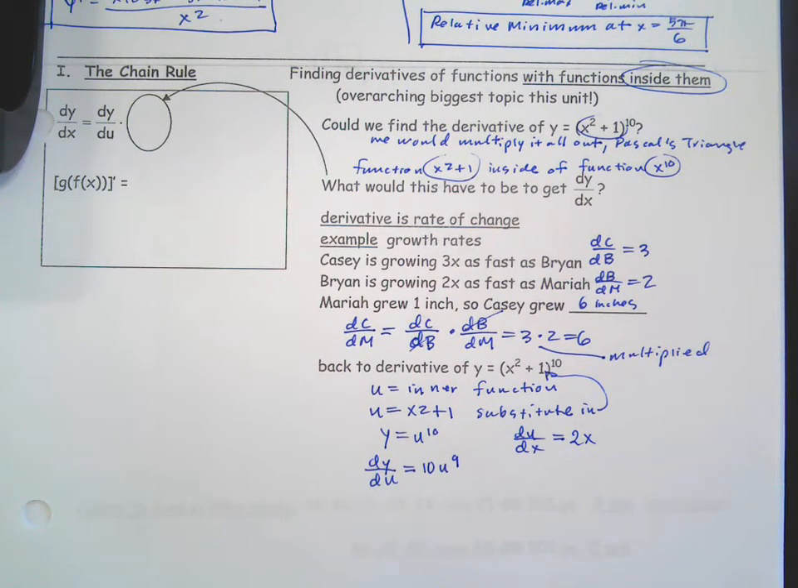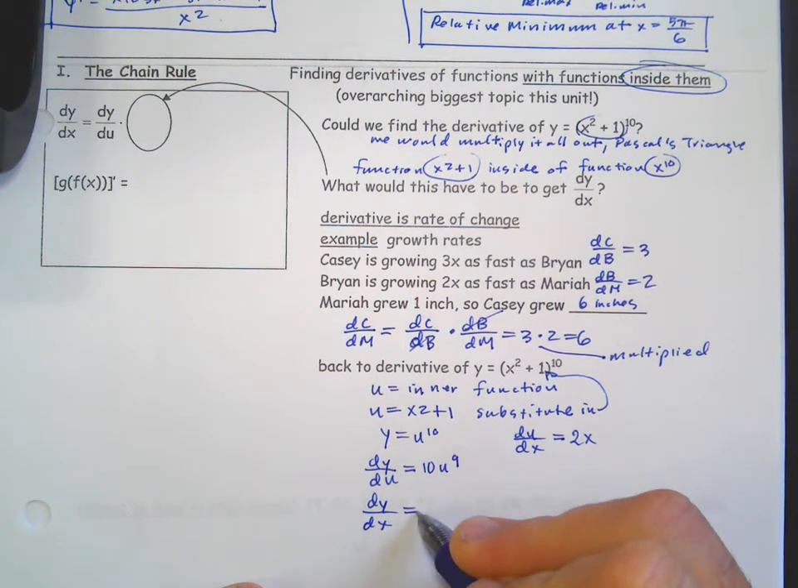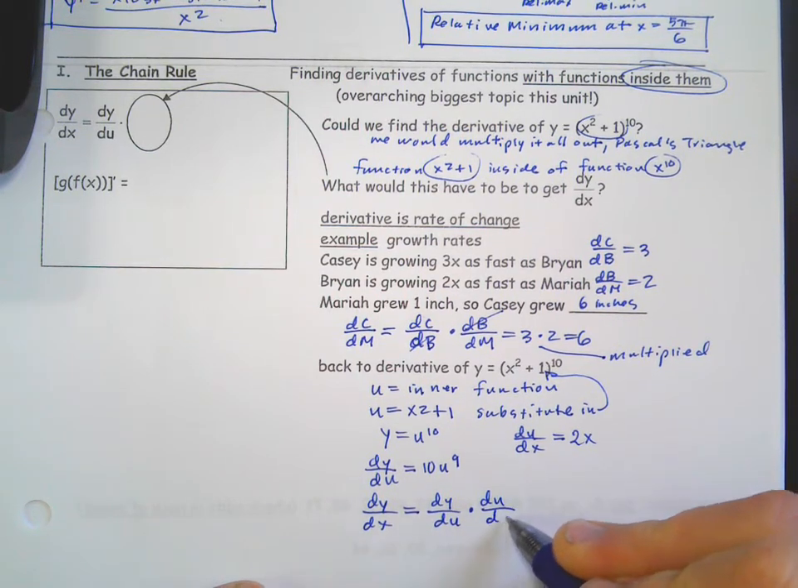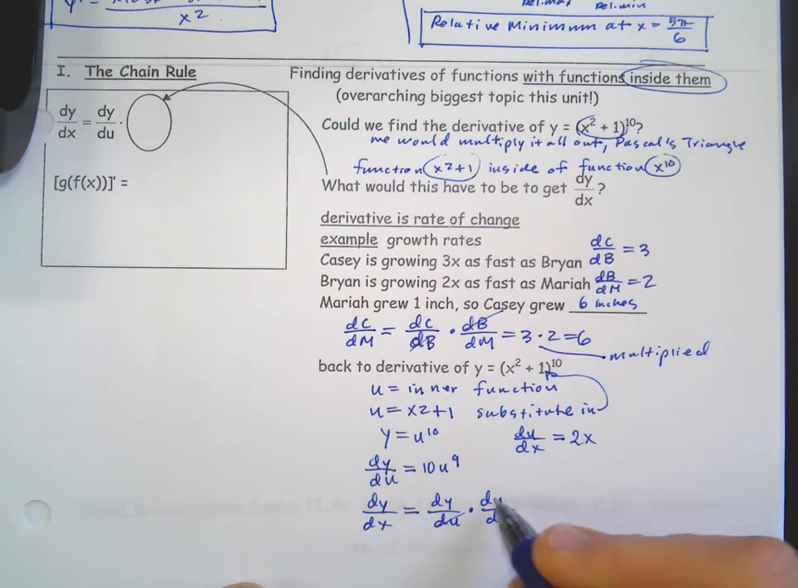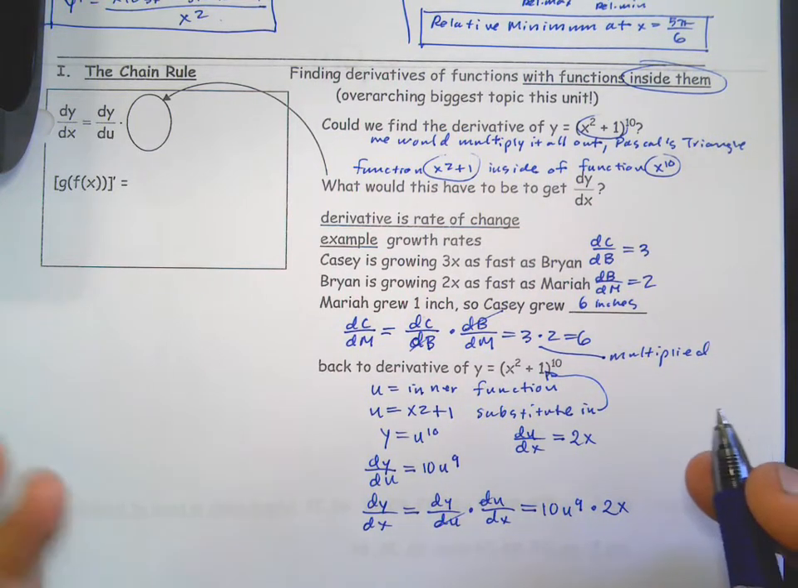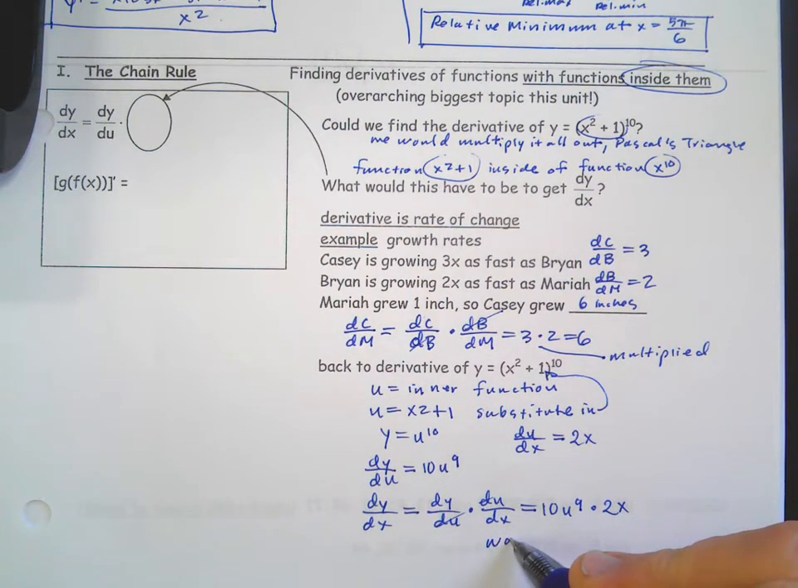And so what we could do is say, okay, well, if we want dy/dx, then we should do dy/du times du/dx, kind of like we did up here, right? It's kind of like the du's cancel, and that would be 10u to the 9th times 2x. Okay, and that's our answer, except that it has this u in there, which we made up to help us in the process. So we want all x back in our final answer.